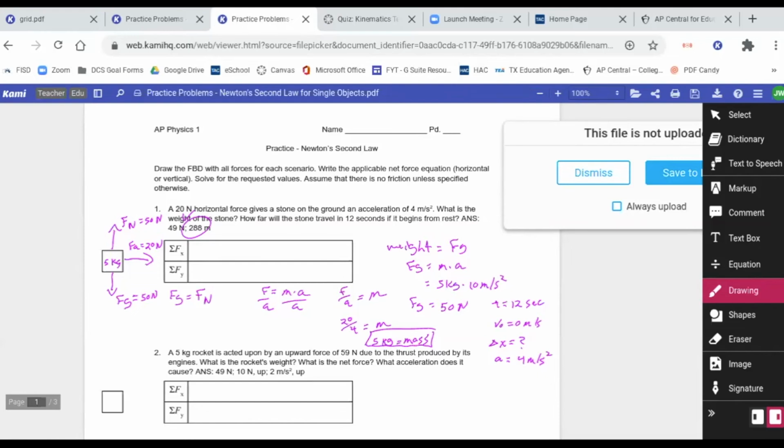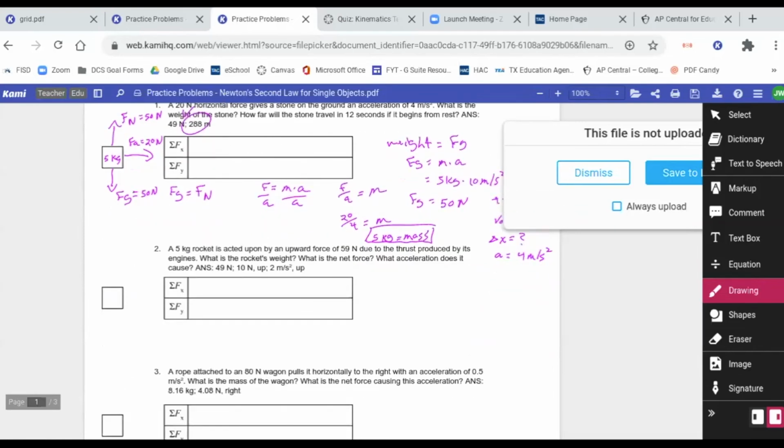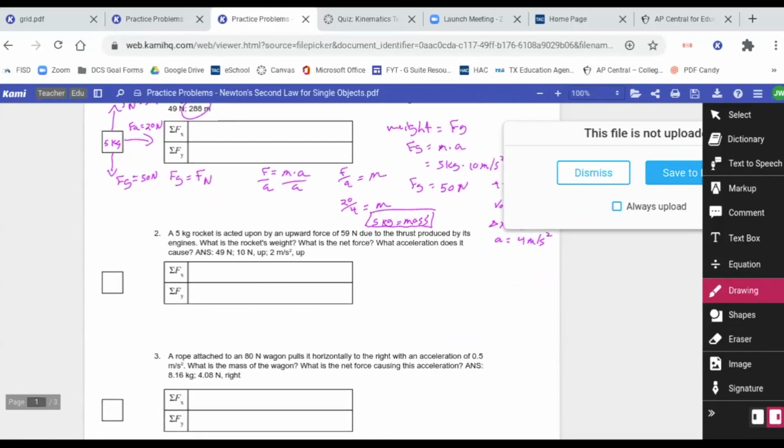All right, do you want to do one more and then let you take off and finish it up? All right, let's do one more. Let me scroll this up. A 5-kilogram rocket is acted upon by a force of 59 newtons due to the thrust produced by its engines. What is the rocket's weight? What is the net force? What acceleration does it cause? Wow, that is a lot of questions.